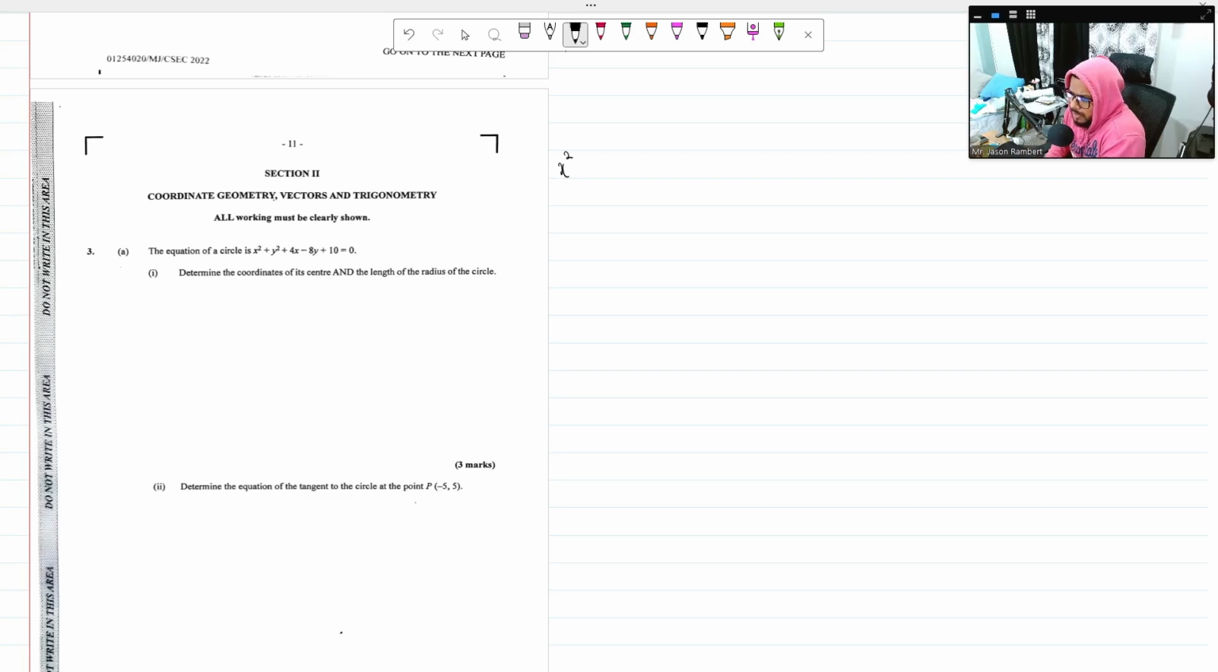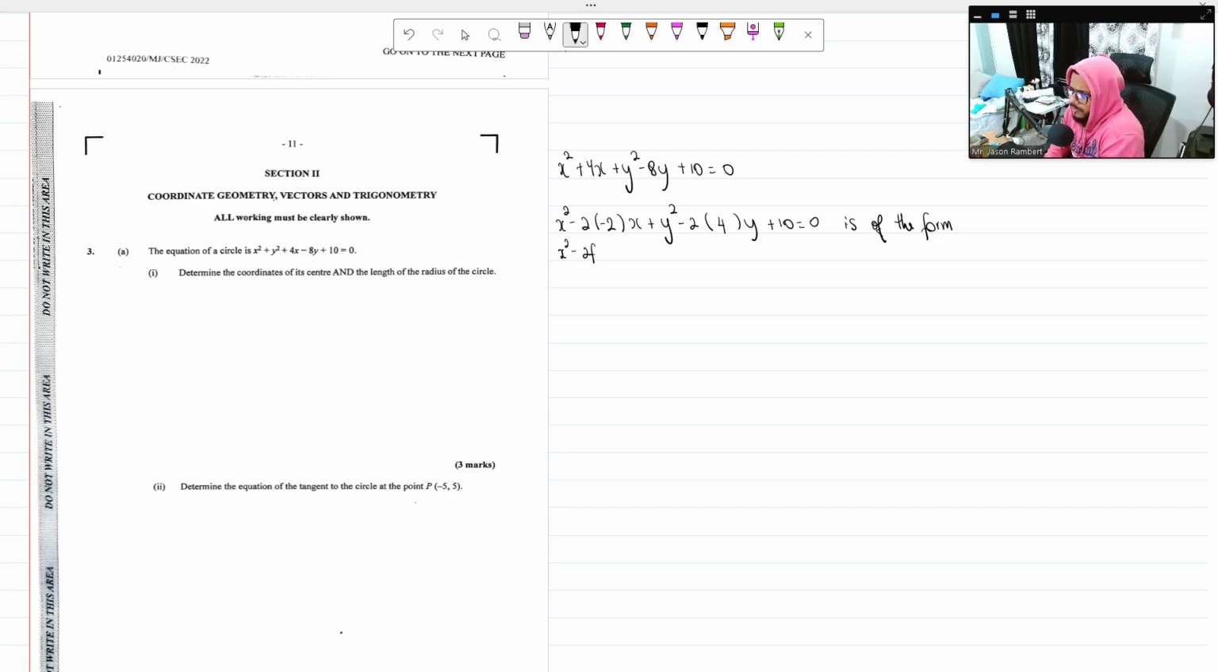So x squared, I put the x's together, plus 4x plus y squared minus 8y plus 10 is equal to 0. I'm going to bring it into the form x squared minus 2 multiplied by something x plus y squared minus 2 multiplied by something y plus 10 is equal to 0. What must go here in order to get back plus 4? Minus 2 must go here. What must go here in order to get back a minus 8? I already have minus 2, so a 4 must go here. And I'm done.